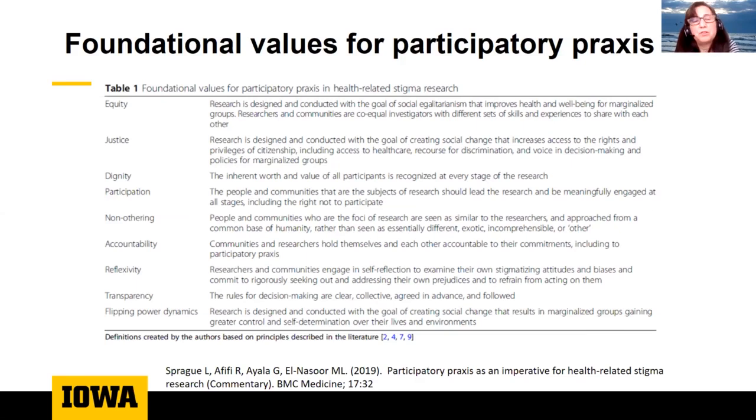Reflexivity, that researchers and communities engage in self-reflection to examine their own stigmatizing attitudes and biases and commit to rigorously seeking out and addressing their own prejudices and to refrain from acting upon them. And finally, flipping power dynamics, that research is designed and conducted with the goal of creating social change that results in marginalized groups or groups experiencing stigma gaining greater control and self-determination over their lives and environments.